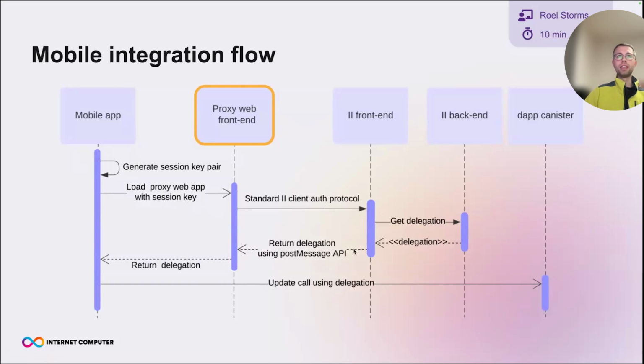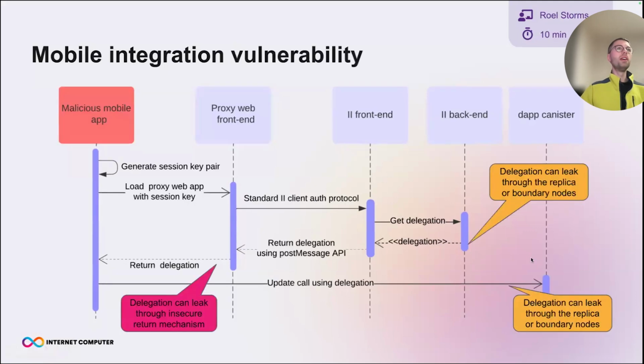The result of this is that, again, a delegation is obtained. All of this stuff on the right is just standard II stuff. And then this delegation can be returned back to the mobile application. So if you implement a solution naively, this is what you come up with. Now, there are some issues with this.